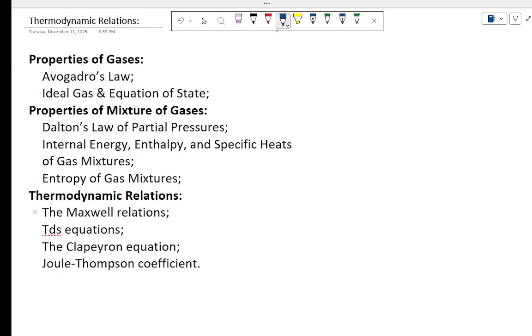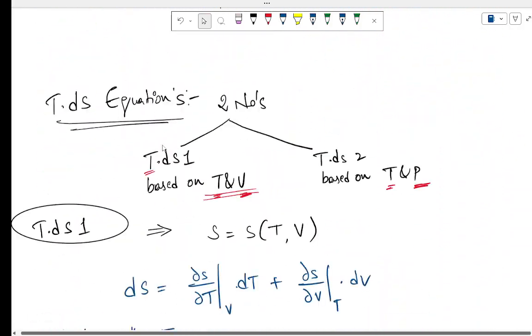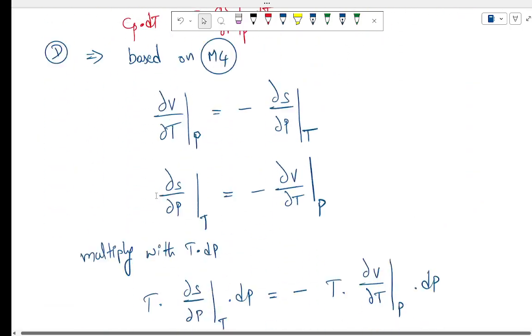In the last lecture, we started our discussion on thermodynamic relations, and we saw the Maxwell relations and TdS equations. Now we will see the remaining part. First, we will see the Joule-Thomson coefficient, and then we will see the Clapeyron equation in this lecture. So, let us start our discussion with the Joule-Thomson effect.